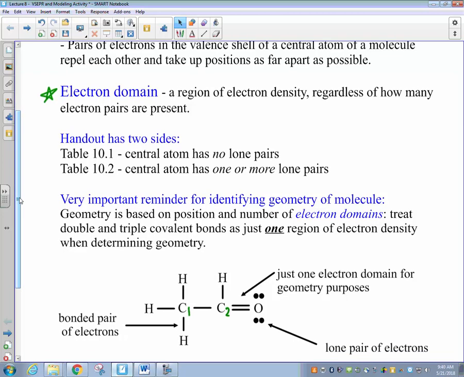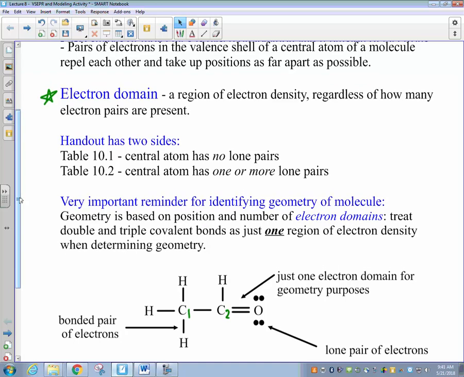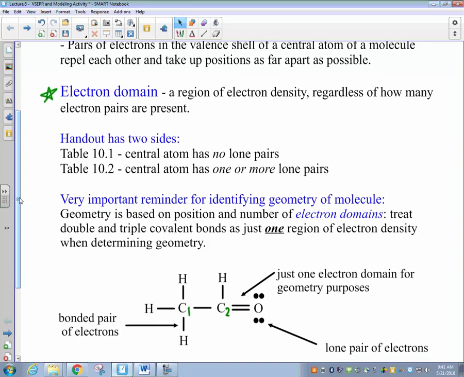Now, a key idea here is that when we're identifying the electron domains, what we're interested in is the geometry around each central atom, not the geometry of the molecule as a whole. That is to say, in the Lewis dot diagram we're looking at right here for our compound CH3CHO, we're going to describe the geometry around each of those central atoms, carbon 1 and carbon 2, rather than the geometry of the molecule as a whole.